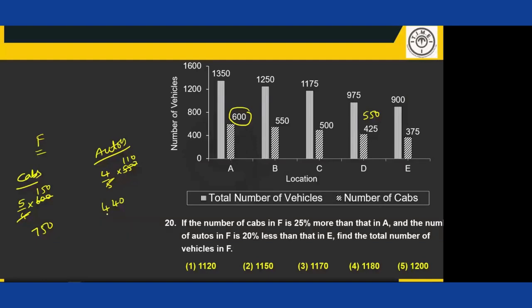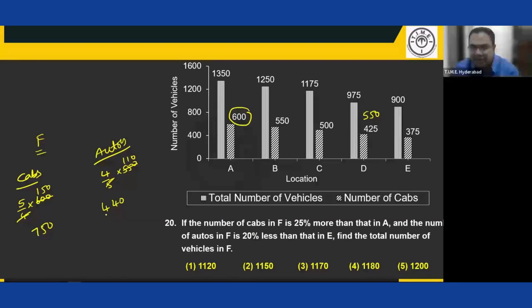Sir, it's asked number of autos, not caps. 525, not 550. I made a mistake somewhere. E is asking, sorry. I have taken D, sorry. E. Okay.